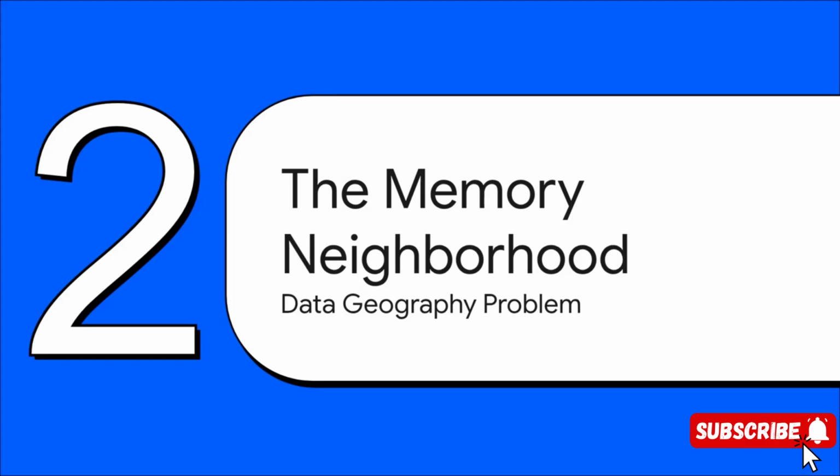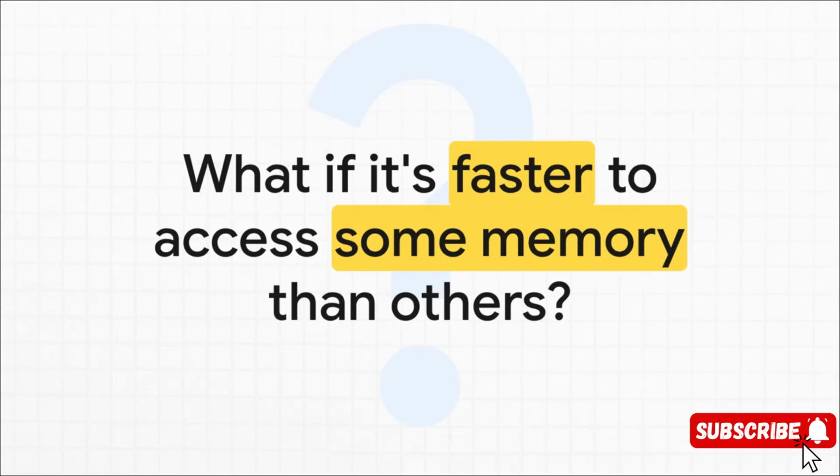All right, next up, we're diving into the memory neighborhood. Because as soon as you treat all your processors as equals, a whole new, really fascinating problem pops up: the geography of your data. I mean, just think about it for a second. In a big, complex computer, not all of your memory can be physically right next to every single processor core. It's just not possible. So what happens when a processor needs a piece of data, but that data lives in a memory bank way on the other side of the motherboard?